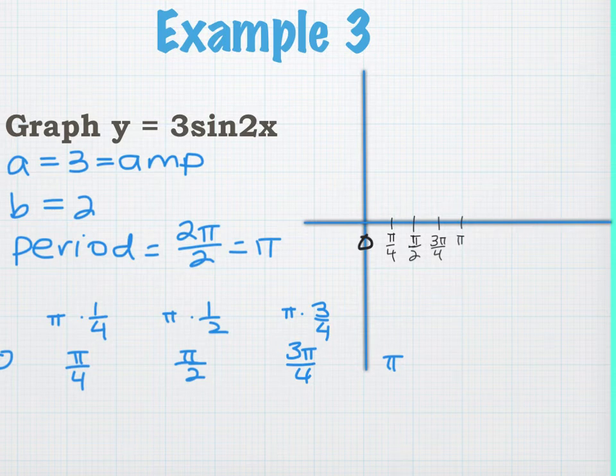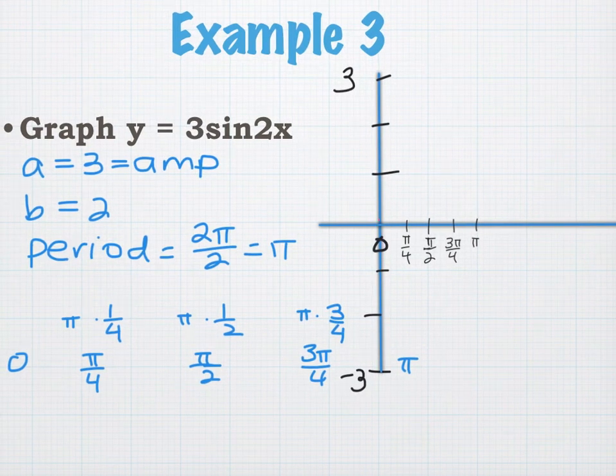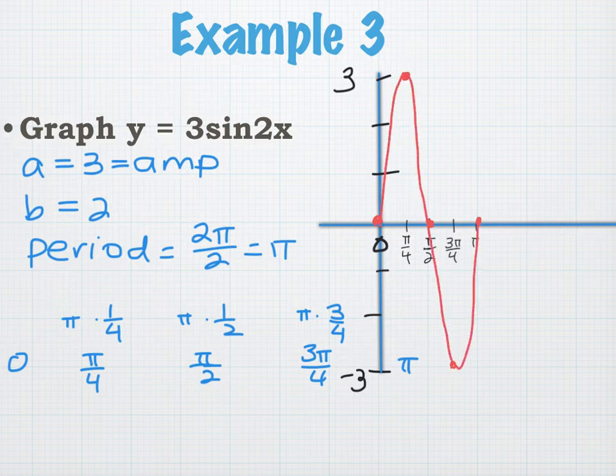Then my amplitude is 1, 2, 3, and 1, 2, negative 3. I start at 0. I go up to 3. I go down to 0. I go down to negative 3. I go up to pi. So I've stretched this vertically with the A, and I've shrunk it horizontally with the B.